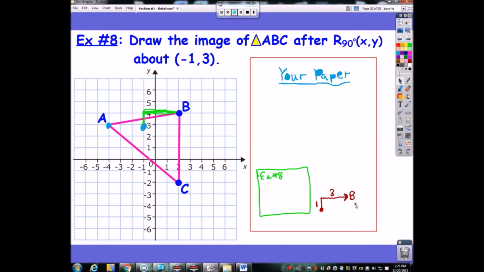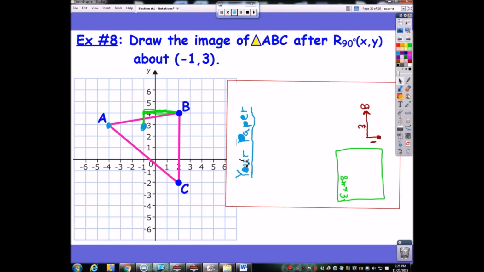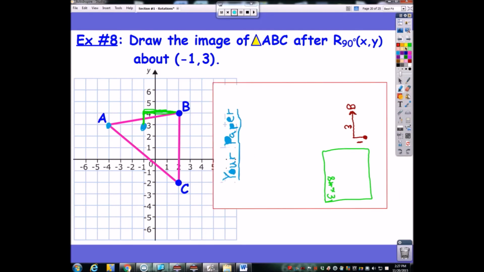Now, if I want to go 90 degrees counterclockwise, let me get everything linked up here. If we want to go 90 degrees counterclockwise, you could take your paper and turn it 90 degrees counterclockwise, just like so. And what you see here is a key that lets you know which way B prime is going to have to go.